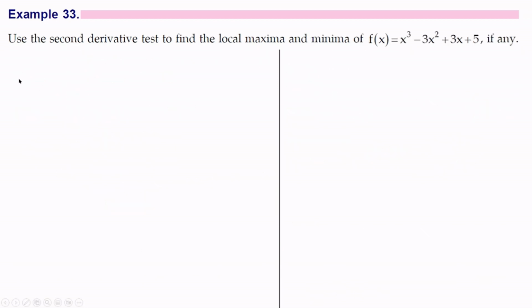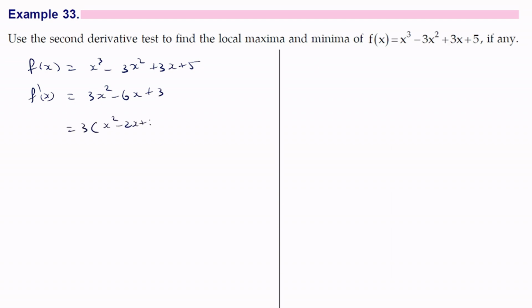Next question, use the second derivative test to find the local maxima and minima of f of x equal to x cube minus 3x square plus 3x plus 5, if any. So here first let us find f dash of x. F of x is x cube minus 3x square plus 3x plus 5. F dash of x will be 3x square minus 6x plus 3, or it is 3 into x square minus 2x plus 1.